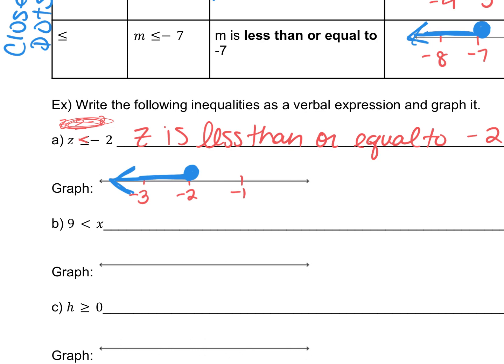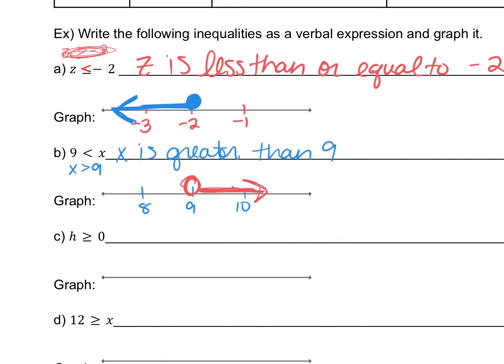This is x is greater than 9. If that messes you up when it's flip-flopped, flip it back to the normal way, if you like it this way. So you would say x is greater than 9. Put 9 in the middle. Greater than doesn't have the line underneath it, so it's going to be an open dot. And x is greater than, so it would be going this way.